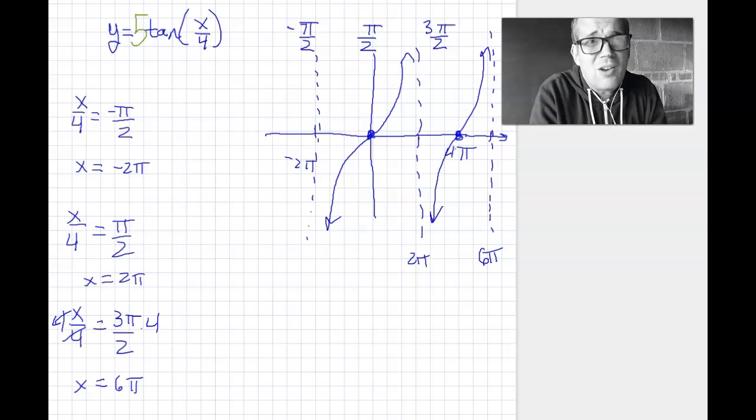I mean, if you really are dying to know, here's what I'll tell you. The halfway point of the halfway points is the point that usually corresponds to pi over 4. And the tangent of pi over 4 is 1. So I would know that the halfway point of this halfway point of pi would be that 1 stretched out by 5. So this would be the point pi comma 5. I don't care. I don't want you to care.